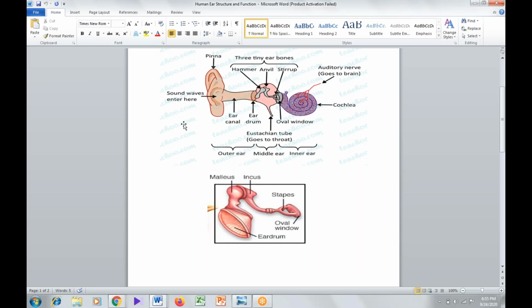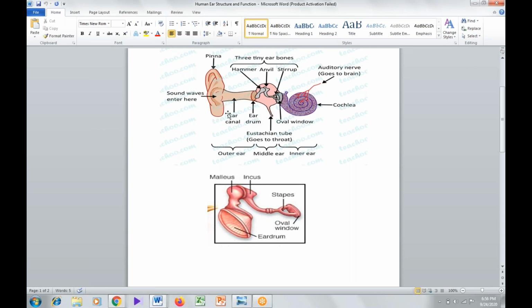The second step, we will discuss the function of the ear, and the third step, we will discuss how high dB sounds affect the ear and hearing loss. So we will discuss all these three steps in detail.